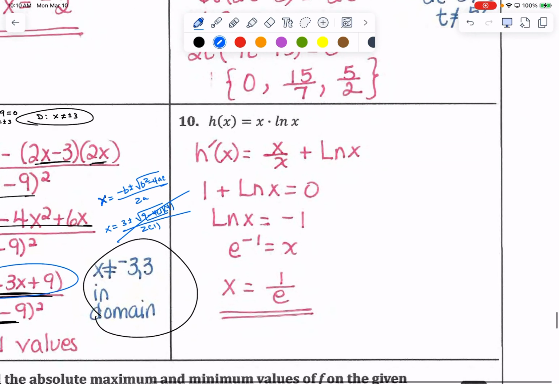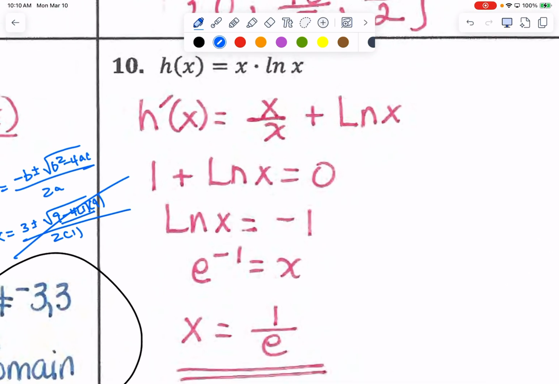Okay, number 10. This one's a super fun one. You get, what the heck did they do here? Oh, they did. She did the product rule. She went the first function times the derivative of the second. So she went x times 1 over x. That's where she gets x over x. So she went the first function times the derivative of the second.